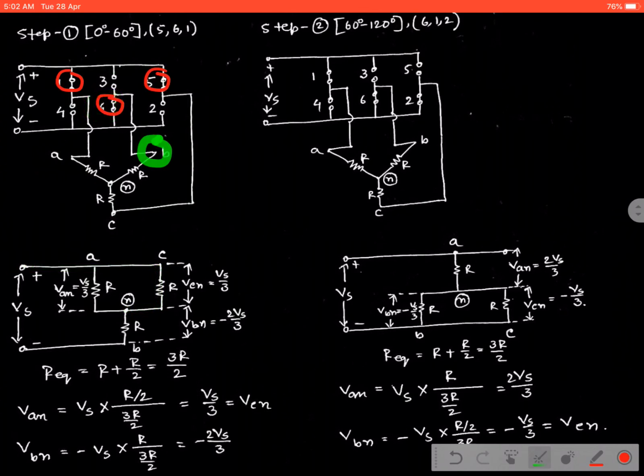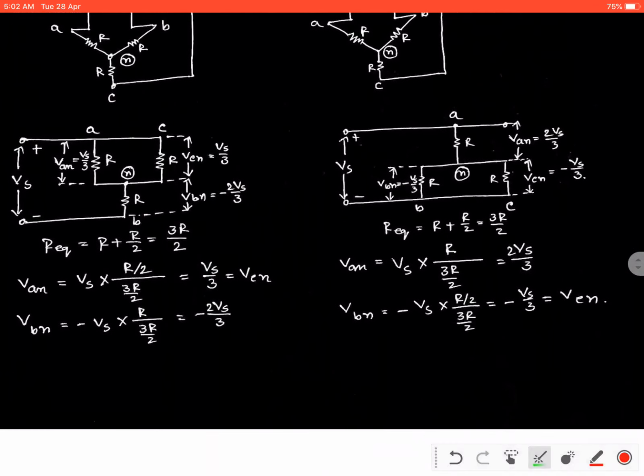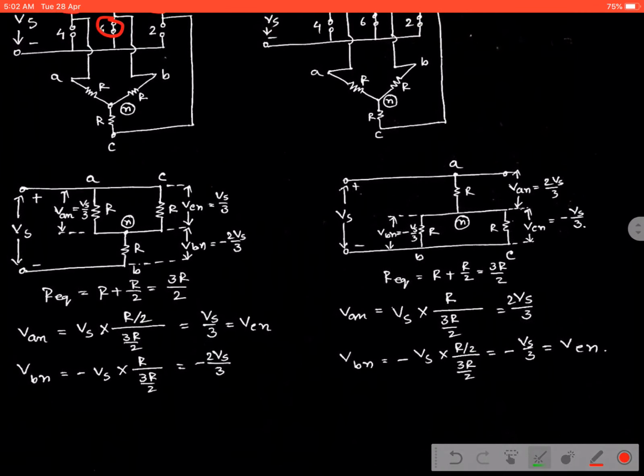That means we can say this is the equivalent circuit diagram from the above one. Okay. Now see what happens when the switches remain on. For the equivalent circuit diagram, these two resistances are connected in parallel. That will give you R by 2, and this resistance is connected in series with this parallel combination. The total equivalent resistance of the circuit will give you R plus R by 2, or 3R by 2.